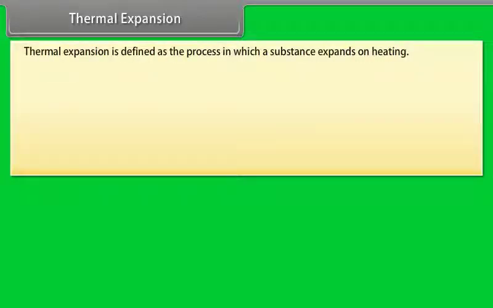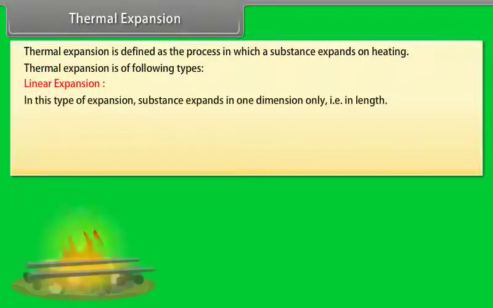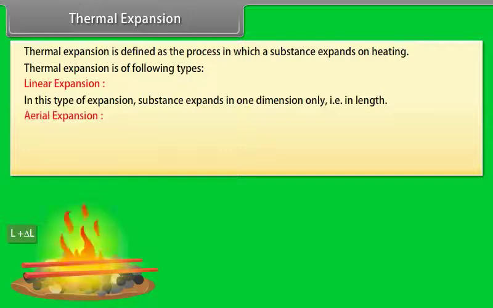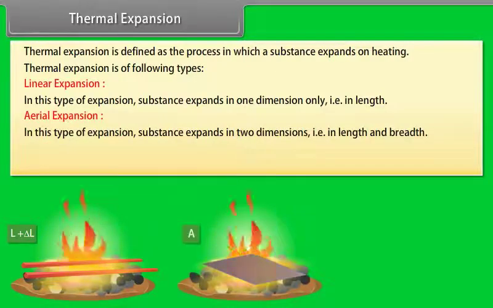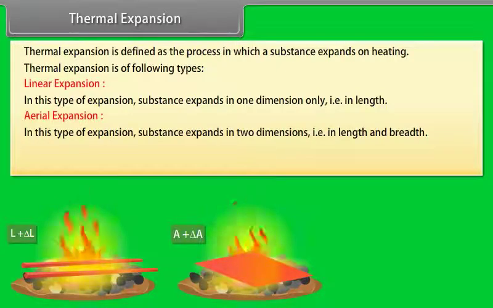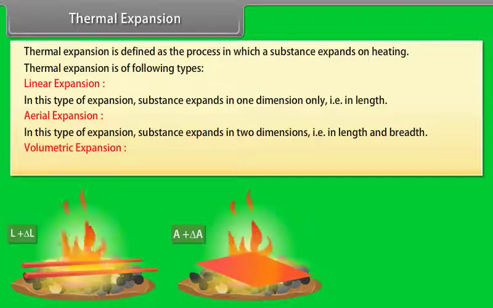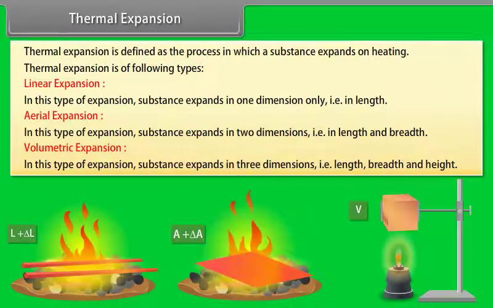Thermal expansion. Thermal expansion is defined as the process in which a substance expands on heating. Thermal expansion is of following types. Number 1. Linear expansion. In this type of expansion, substance expands in one dimension only, that is, in length. Number 2. Areal expansion. In this type of expansion, substance expands in two dimensions, that is, in length and breadth. Number 3. Volumetric expansion. In this type of expansion, substance expands in three dimensions, that is, in length, breadth and height.